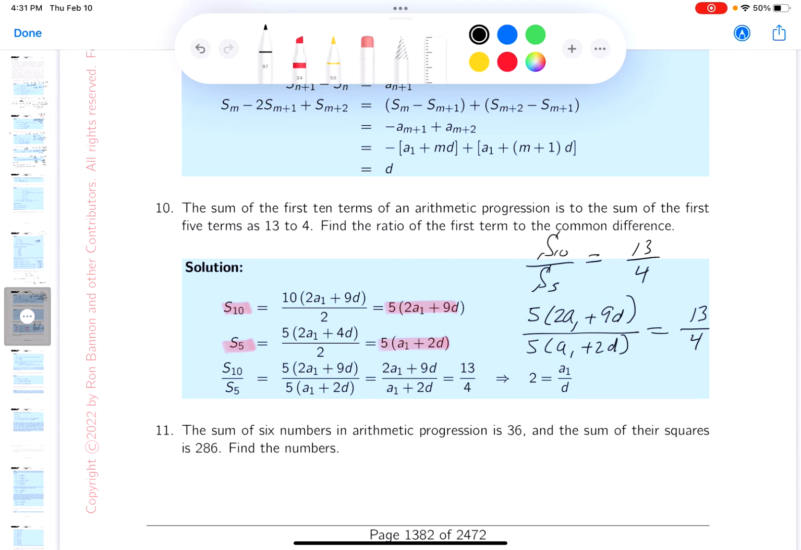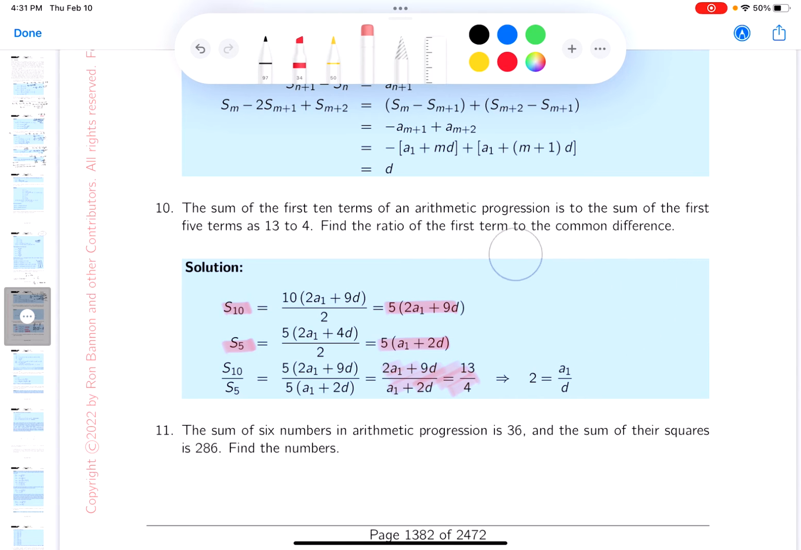I'm going to simplify a tiny, tiny little bit. The 5's cancel. And you get (2A1 plus 9D) over (A1 plus 2D) is 13 quarters. All right, so what I want to do is highlight where I see that. I see that right here. All right, I'm going to erase my work. I understand that part of my blue area. And I want to see what their question is, right? Because I haven't gotten that part yet. All I've done is this part right over here.